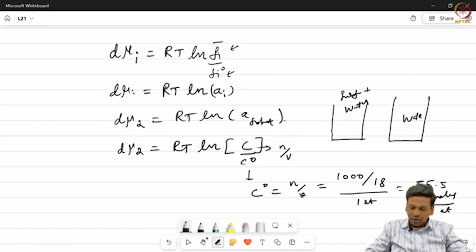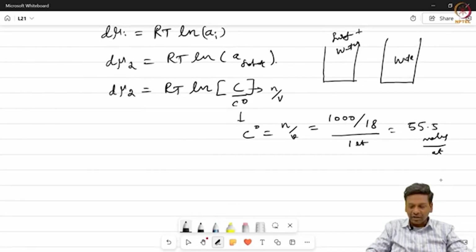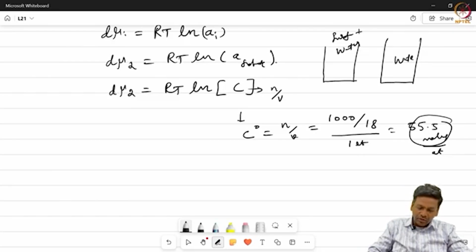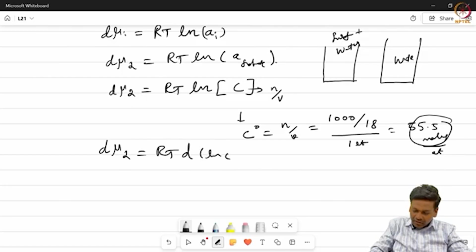So whenever you substitute concentration values here, solute values here, they should be normalized with respect to this, that is 55.5 moles per liter. If it is not specified, you can assume 1, right? So that has to be noted down, right? So we can also express this in terms of RT d ln C, because you can express dC by C as d ln C.